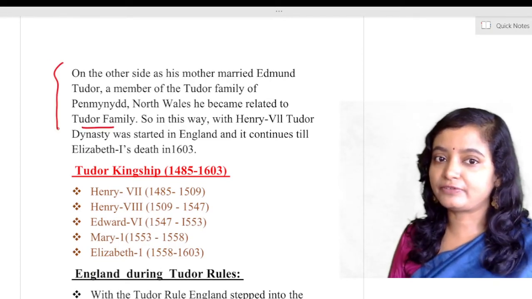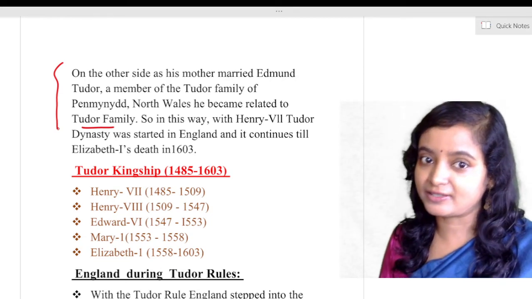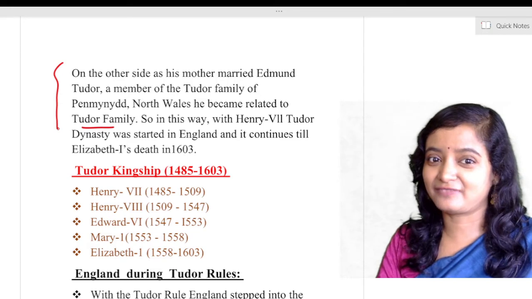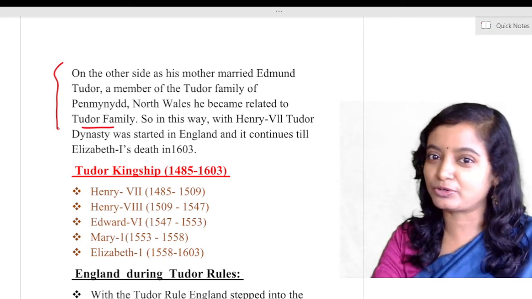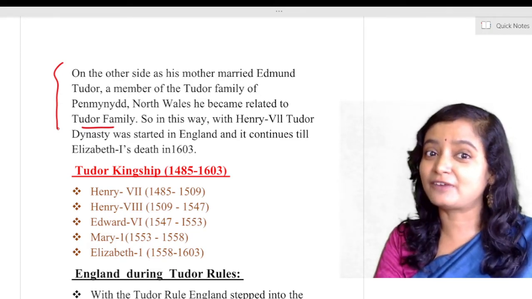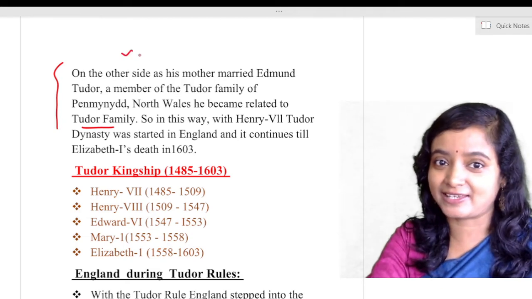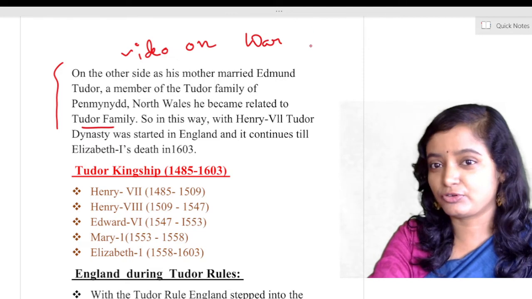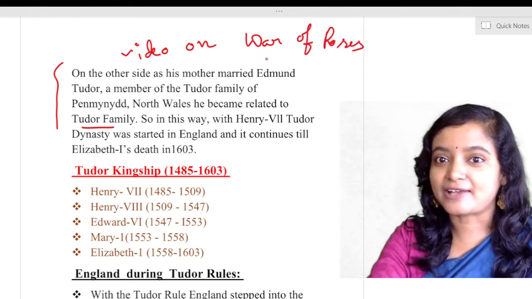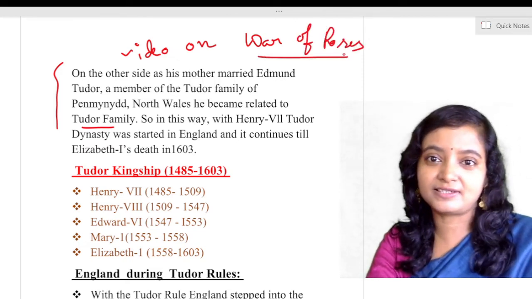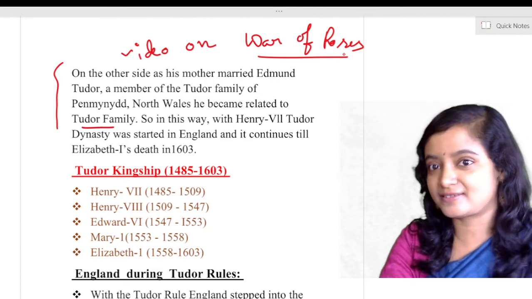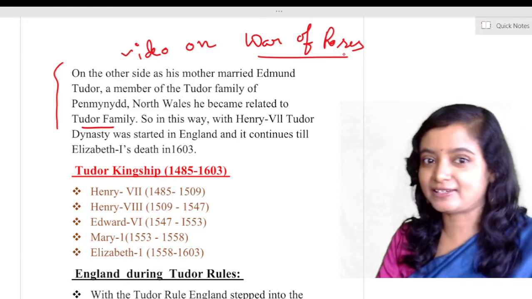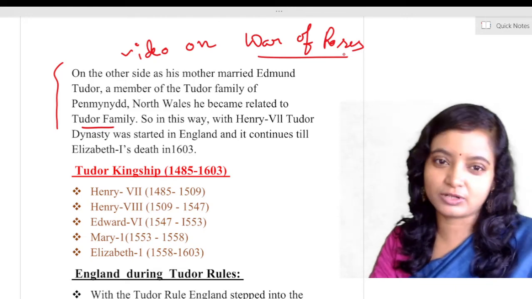If you go to the video of the War of the Roses, you will find the details of the Plantagenet house. Okay, you must check it. I feel that if you check it and then read this, it will be more clear to you. The War of the Roses video, I am mentioning it again and again. Here in that video I have discussed in detail the houses and the descendants, the kings and queens. So if you watch that video and then come to this, it will be more clear to you.